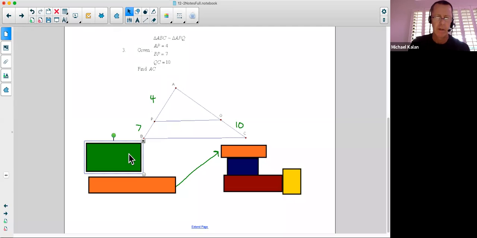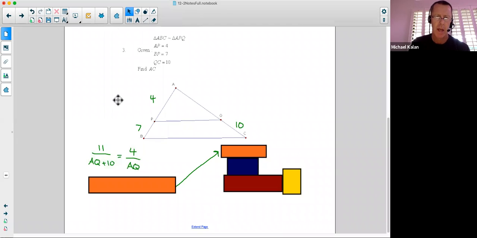Okay, I'm back, and here's how I did this. I said 11, so this is big over AQ plus 10, okay? So big over big equals corresponding small over small, okay? That would be one way to set it up. There are others too, okay?